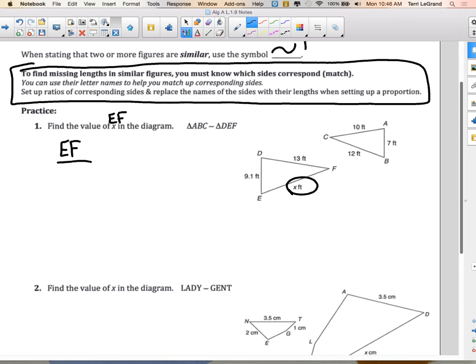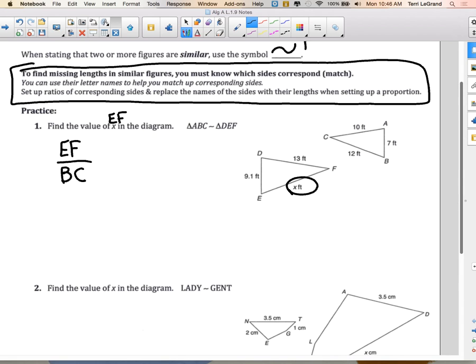We're going to look for which side corresponds with that one, and that's going to be downstairs in our ratio. So we look at the other triangle, triangle ABC. Which side do you think corresponds with side EF? From the triangle ABC, is it side AC, or side AB, or side BC? BC? Okay, so let's put that here for right now. We think that EF corresponds with BC. They can be compared to each other.